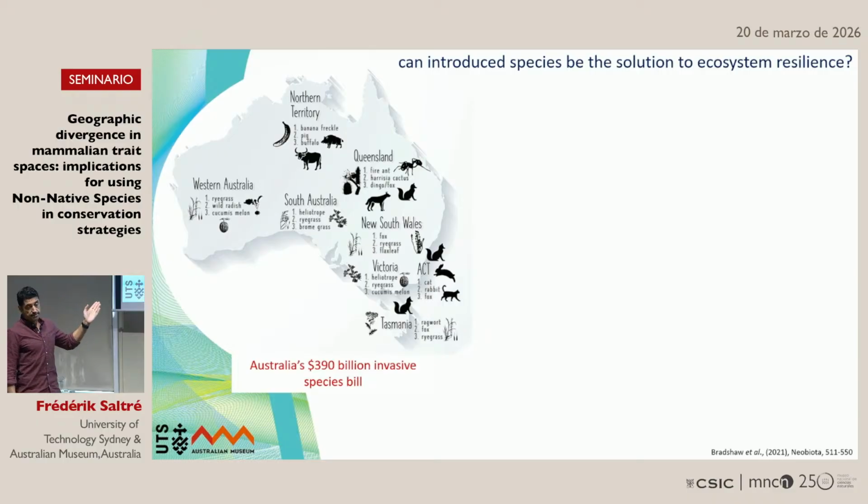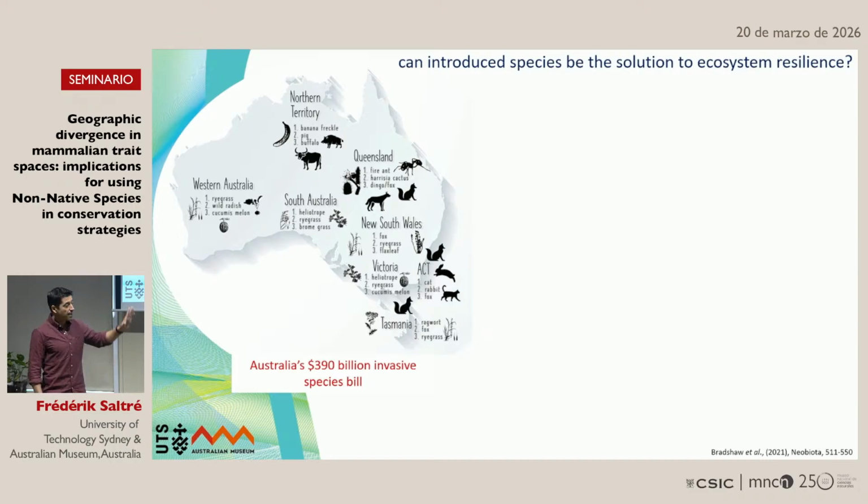Over the last 60 years, the Australian government spent more than $390 billion trying to manage the impact of invasive species in Australia. So it's no small feat. In that context, the rewilding part of it, deciding which species to introduce, mostly from the Northern Hemisphere, into Australia, has to be thought through very carefully.